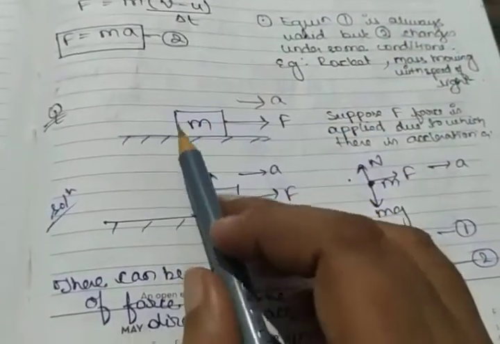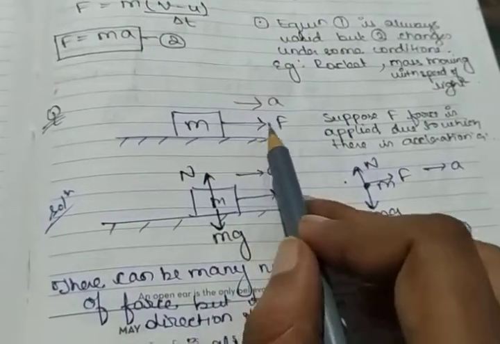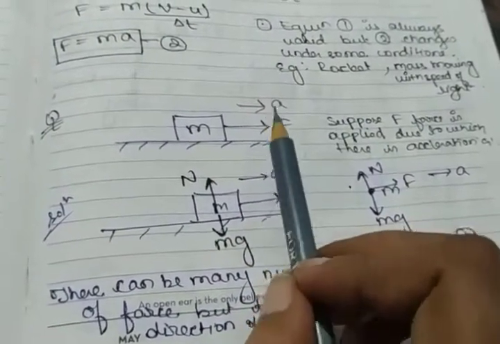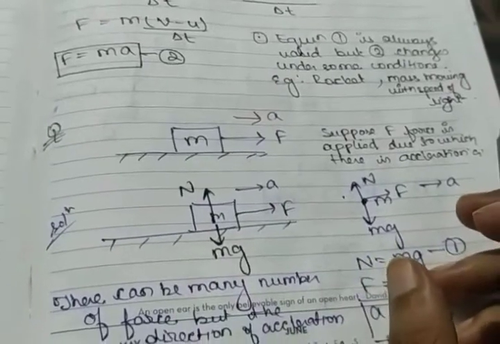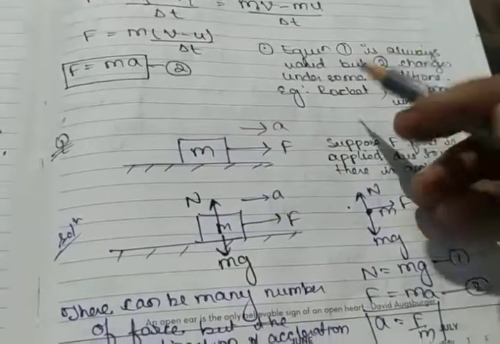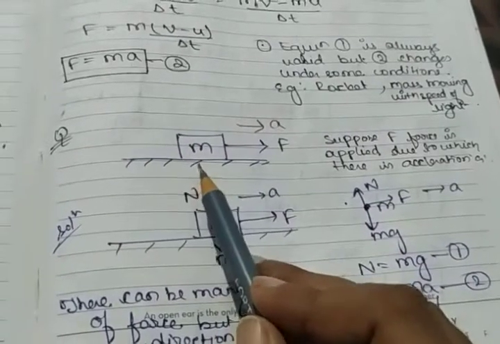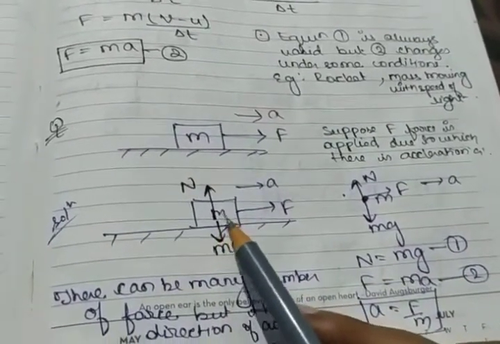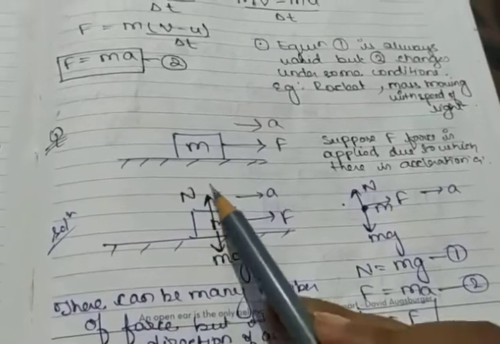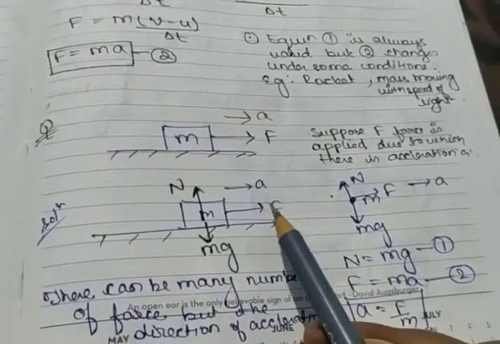So, first thing is, if I have a mass and if I apply a force on it, what will happen? The body will start to accelerate in this direction. Yes or no? So, what is the acceleration? Let us see what the forces related to this mass are. If this is mass m, mg is acting downwards, normal reaction upwards, and force in this direction.